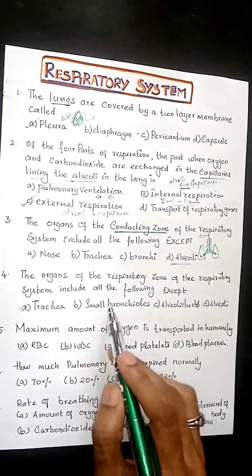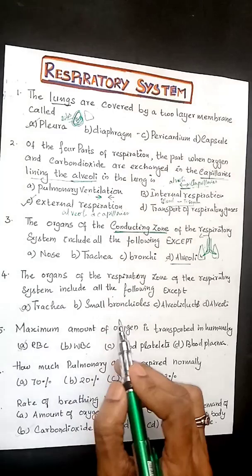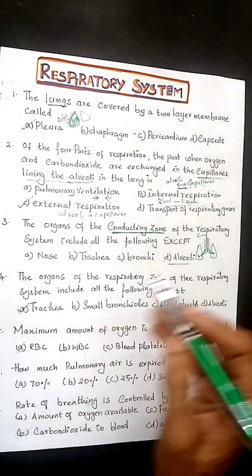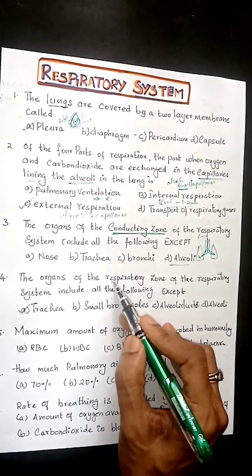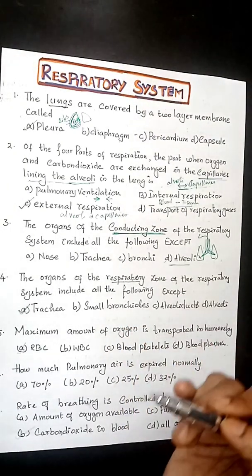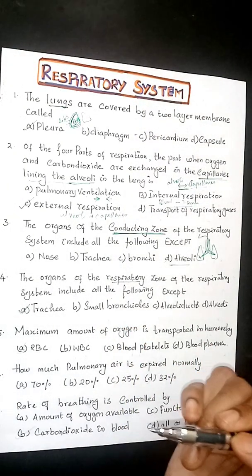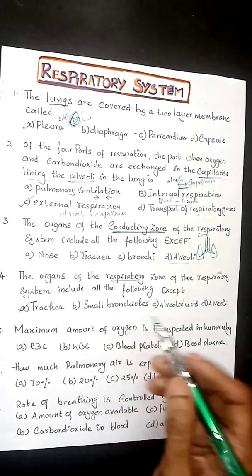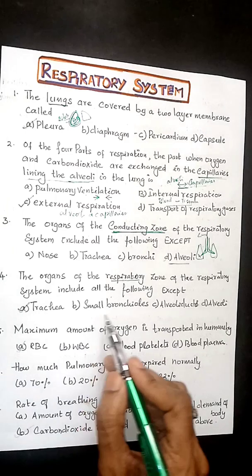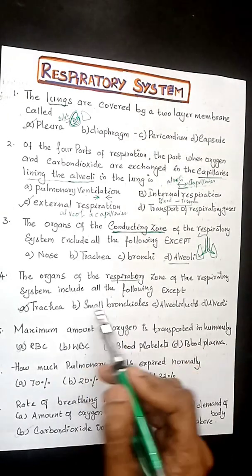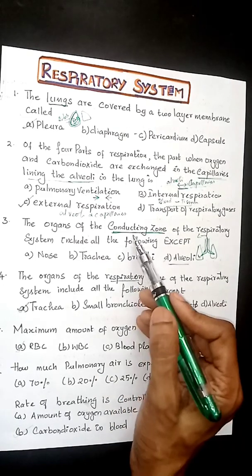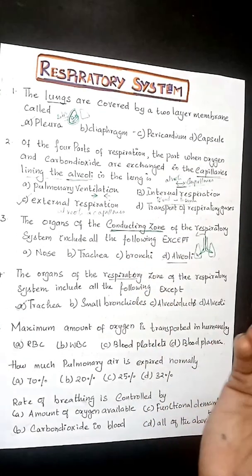of the respiratory system include all of the following except trachea, small bronchioles, alveolar ducts and alveoli. Except trachea because this comes under conducting zone. Respiratory zone means where the actual gaseous exchange takes place, that is oxygen and carbon dioxide exchange. It takes place at the level of respiratory bronchioles, alveolar ducts and alveoli. All these three come under respiratory zone. Other than these three, all parts of the respiratory system will come under conducting zone, that is the passage of air, flow of air.